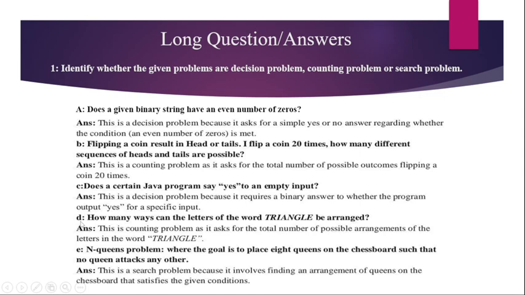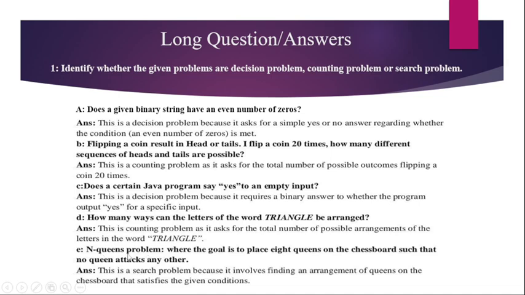Our fourth part of this question is how many ways can the letters of the word triangle be arranged? In this question we are talking about the total possible ways. It means this is a counting problem as it asks for the total number of possible arrangements of the letters in the word triangle.